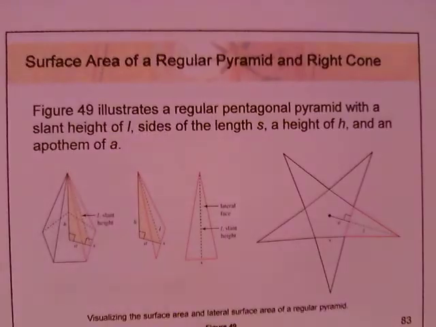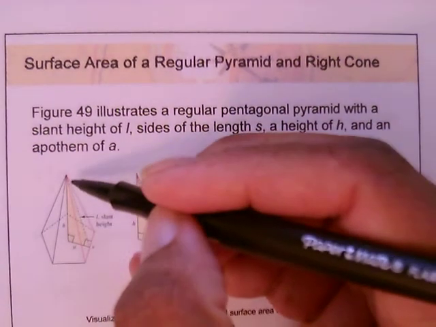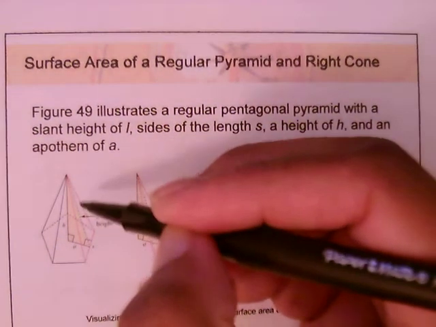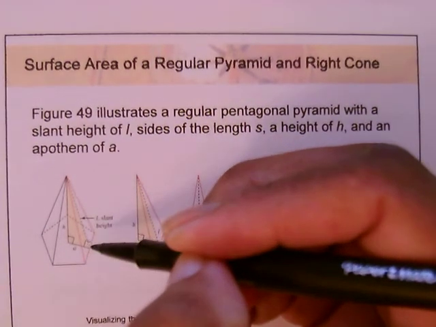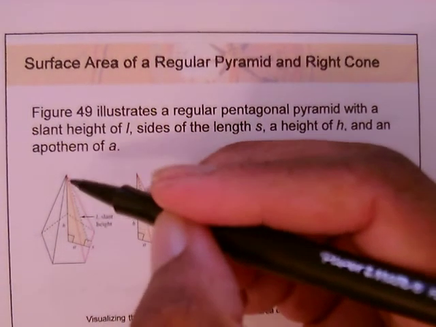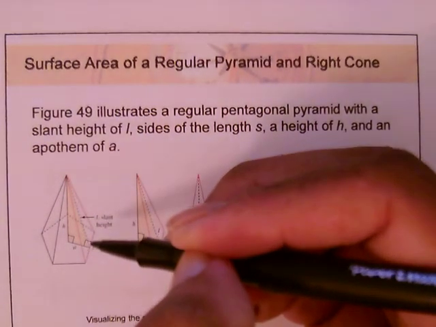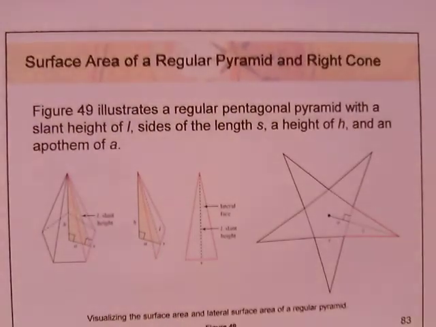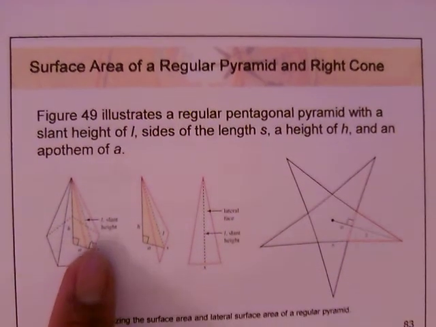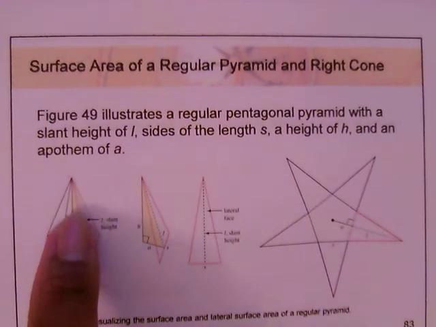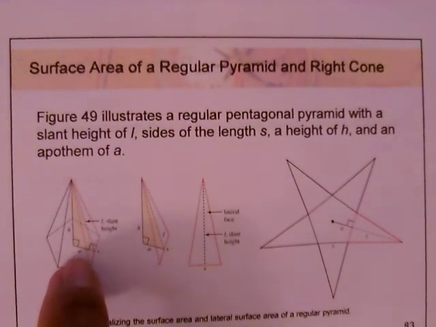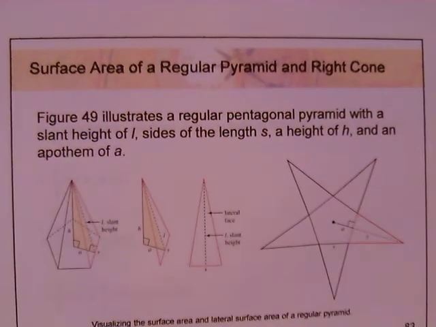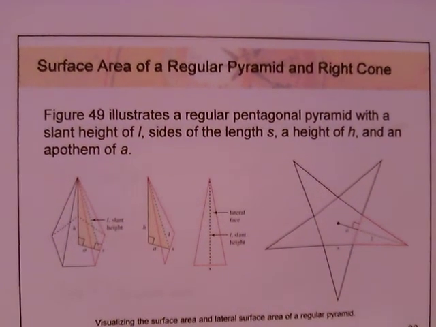Okay, so what do I mean by slant height? Take a look at this picture right here. The height is slanted. It's on the face of the pyramid. That's your slant height, starting at the top and ending at the midpoint of a side of the base. And then you have your regular sides at the bottom, and then you have your height. This is called the vertical height. So that's how we visualize a slant height.